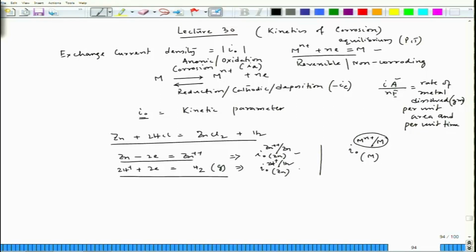For example, this is for a half cell, this is for a half cell, and their combination constitutes one complete full cell reaction. Now, this particular reaction might change, it could be metal dissolution or it could be any other cathodic or anodic reactions that are taking place on this metal surface.